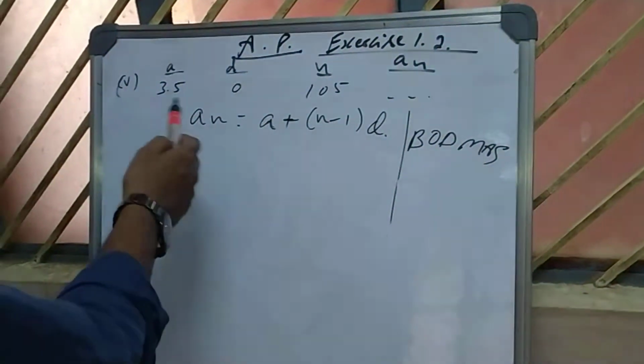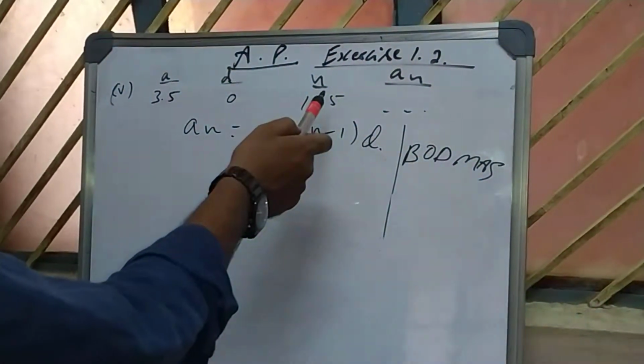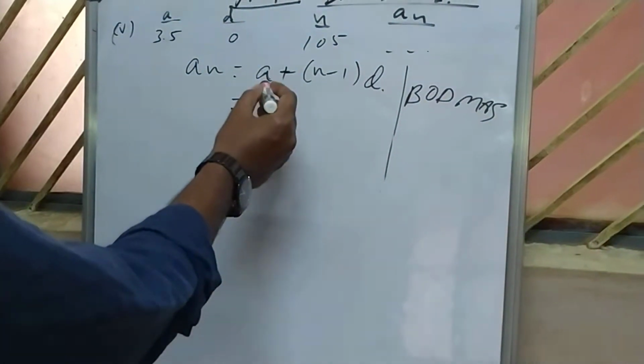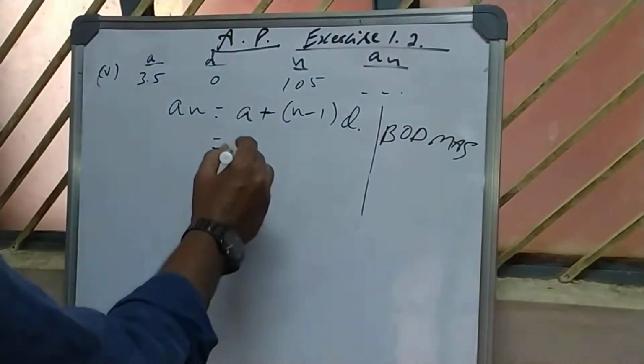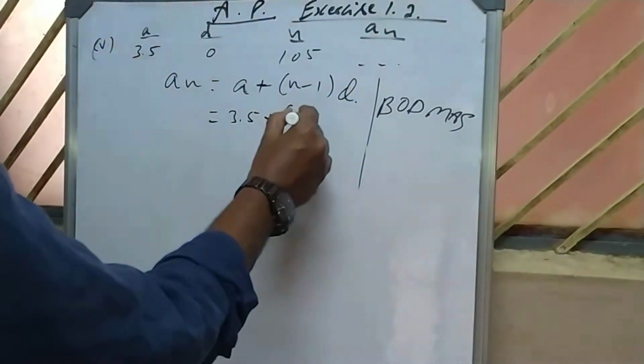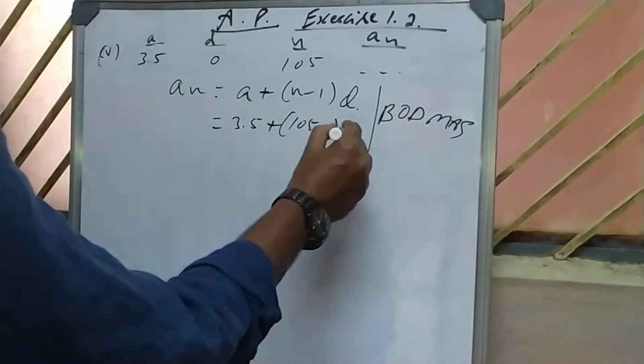We are going to solve the last problem in this table. They have given value of a, value of d, value of n, and we have to find out value of an. So what we will do, we will substitute the values. Instead of a, we will substitute 3.5 plus, instead of n it is 105 minus 1. Instead of d it is going to be into 0.